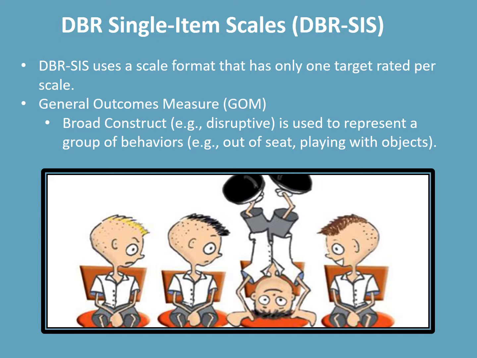DBR SIS uses a 0 to 10 scale to rate student behavior observed in classroom and other educational settings. DBR SIS uses a general outcomes measure approach that groups discrete behaviors identified through theory, research, and direct observation and linked to positive outcomes into broad constructs or domains. For example, a variety of individual student behaviors are captured by the domain labeled disruptive, including out of seat, playing with objects, calling out, sleeping, etc.